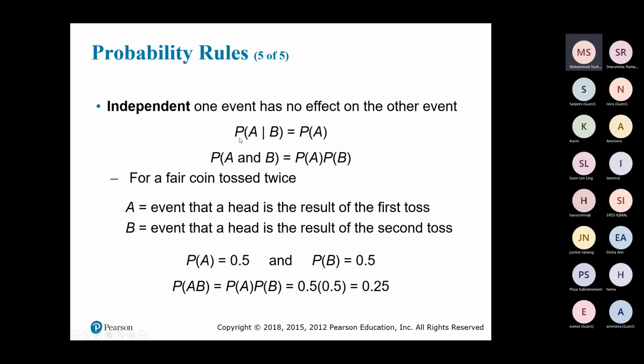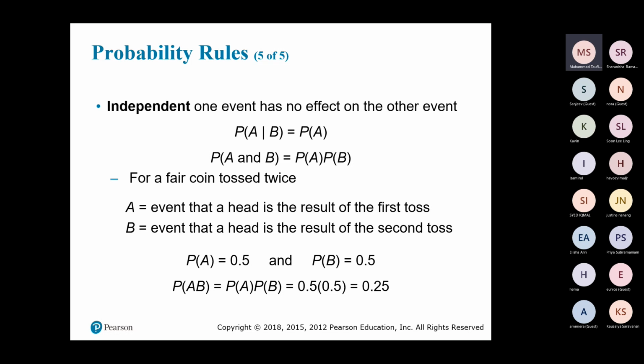For example, if you are looking for probability of event A happening because of event B, it is equal to probability of event A itself, because event A and B are independent. Same, if you are looking for probability of event B happening because event A happened, it is equal to probability of event B itself. Because they are independent, you only consider the probability of the event itself. So this one is for independent event.